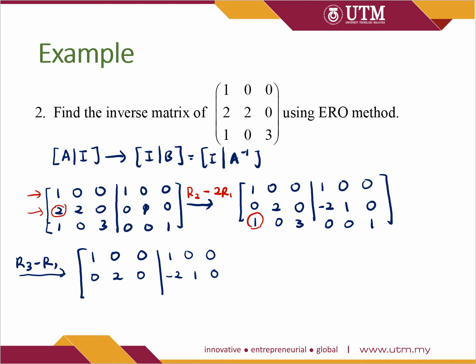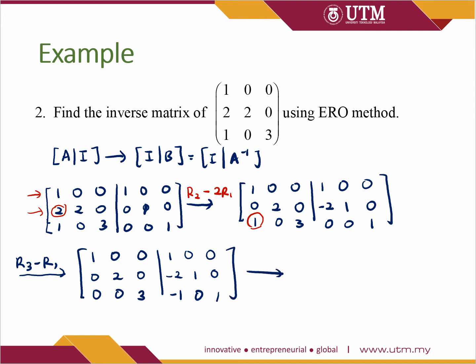So the third row minus the first row will be 0. 0 minus 0 will be 0. 3 minus 0 will be 0. 3 minus 0 should be equal to 3. And then 0 minus 1 is negative 1. 0 minus 0 is 0. And the last column will be 1 minus 0, which is 1.